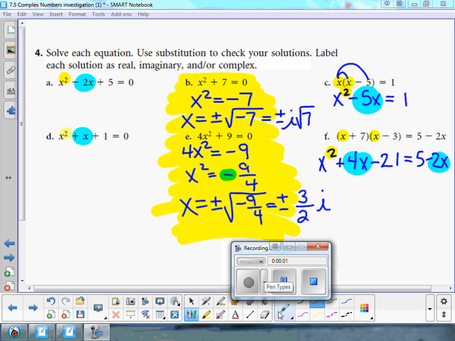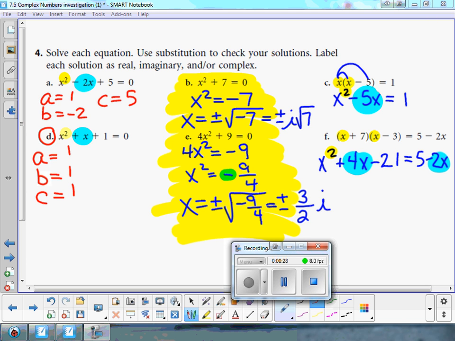All right, for parts A, D, C, and F, they differ from B and E because they have the X part in the middle. They have the B. In fact, in problem D, if I had to identify what the A, B, and C of that quadratic were, what would they be? They would all be 1s, right? What would they be in this one? 1, -2, and 5. So they all have a B term.